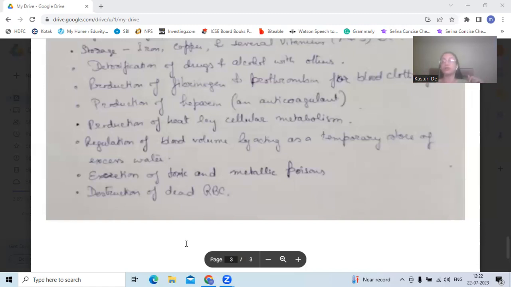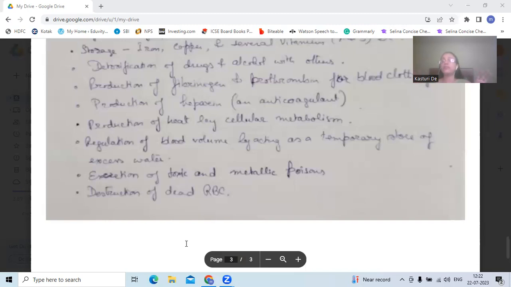Okay, excretion of toxic and metallic poisons. Some toxic and metallic poisons are present in our body, which need to be excreted. That is done by the liver. Then the RBC which are becoming dead, which are present in the blood, are destroyed by what? They are destroyed by our liver. Okay. So this is for today.